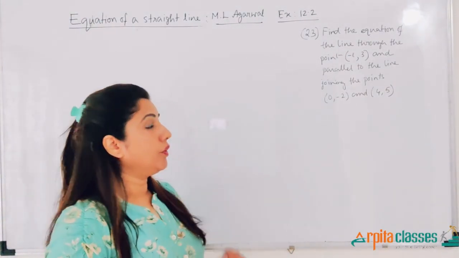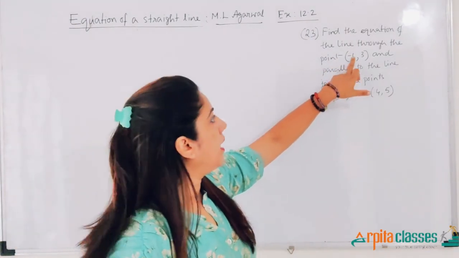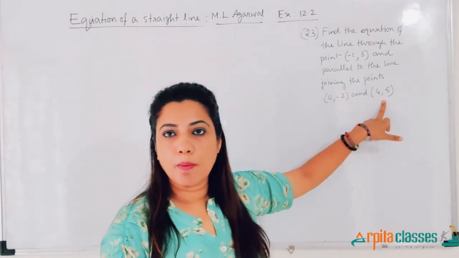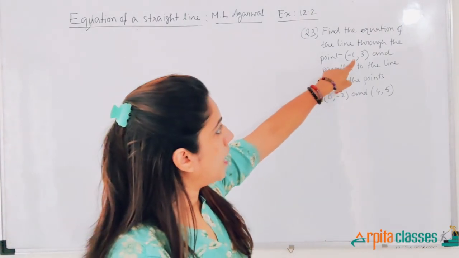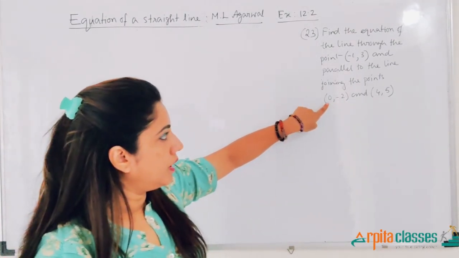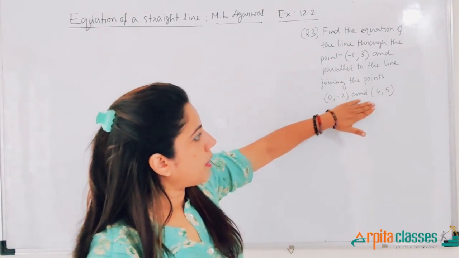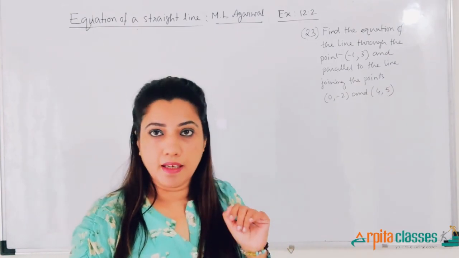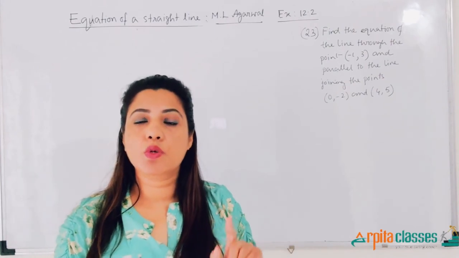Next is question number 23. Find the equation of the line through the point (-1, 3) and parallel to the line joining the points (0, -2) and (4, 5). So we have to find the equation of the line which is passing through this point, and which is parallel to the line joining these 2 points. Whatever the slope of this is, that will be the slope of the required line. And it also passes through this point. So we can get the equation of the line by the slope point form.